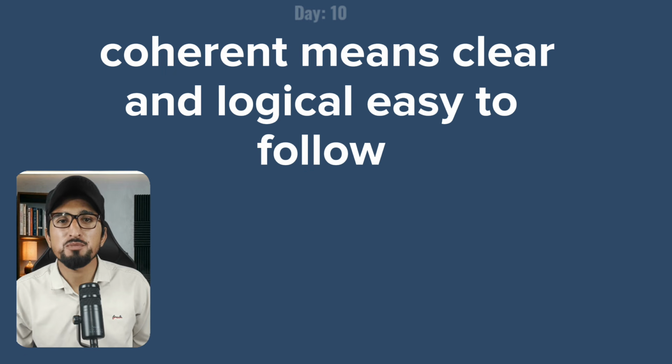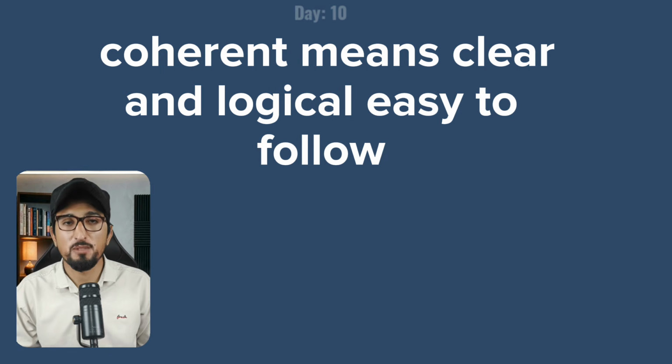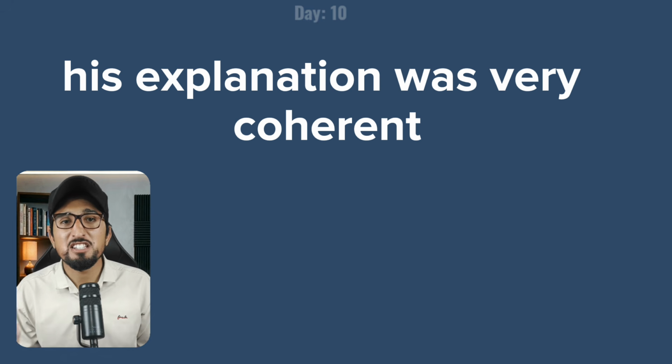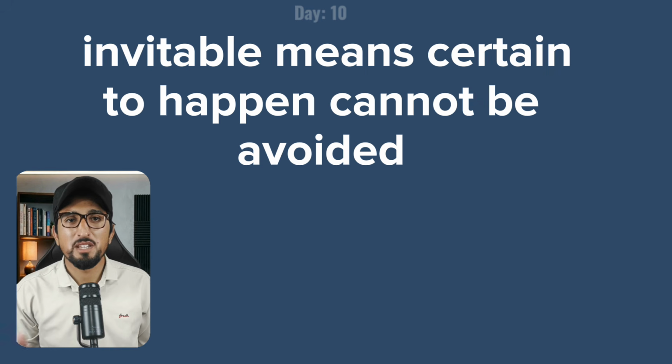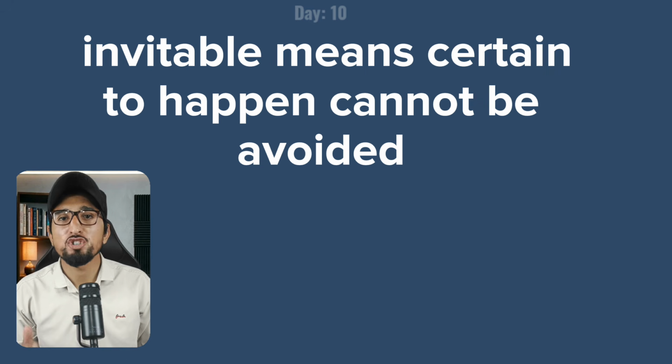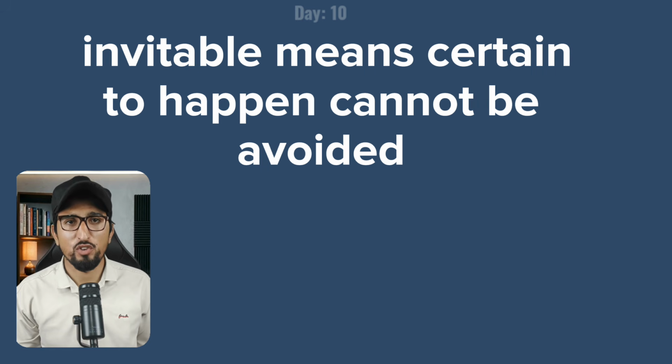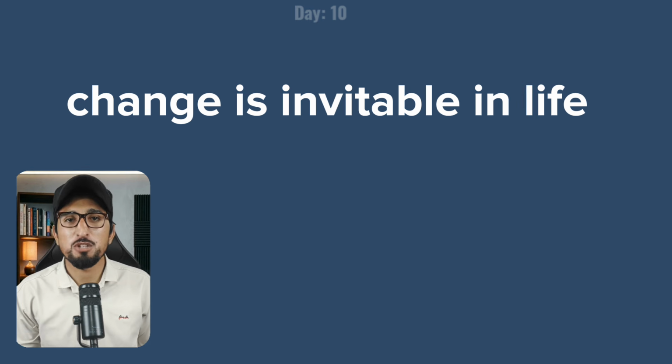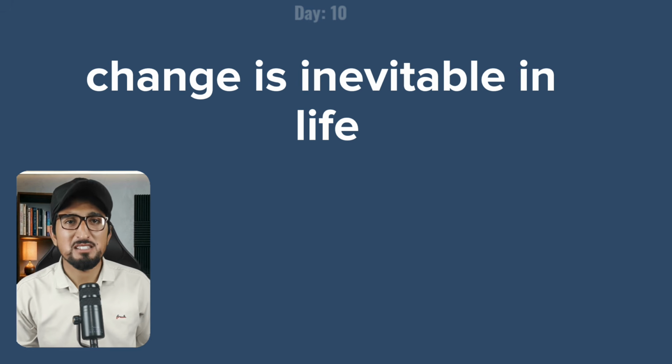Coherent. Coherent means clear and logical, easy to follow. His explanation was very coherent. His explanation was very coherent. Inevitable. Inevitable means certain to happen, cannot be avoided. Change is inevitable in life. Change is inevitable in life.